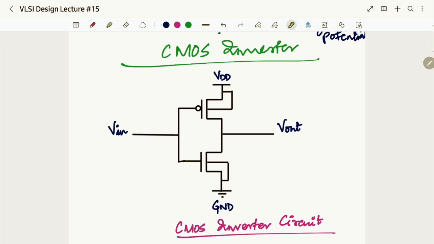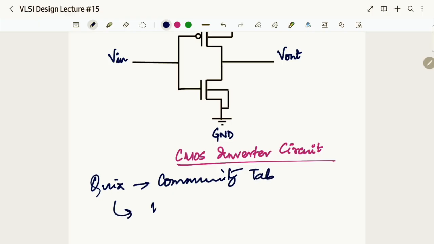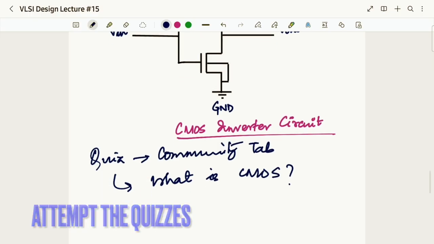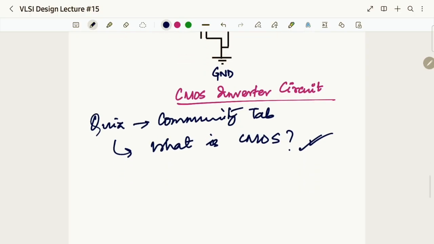Okay, now before this class started, I had released a quiz on our community. And I asked you, what is CMOS? By the way, whatever quizzes I am providing you, it is not just playful things. They are actually related to either I have already covered the logic or I am about to cover the logic. So participate in the quizzes, it will help you retain the knowledge. Okay, so the question was, what is CMOS?